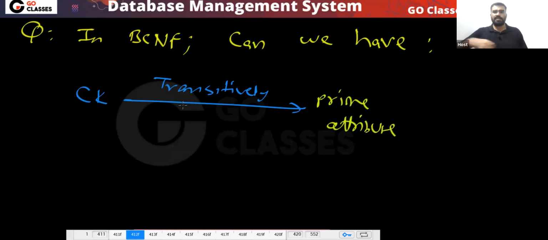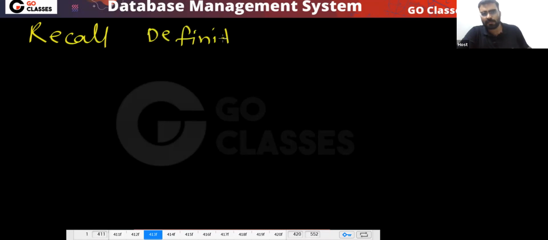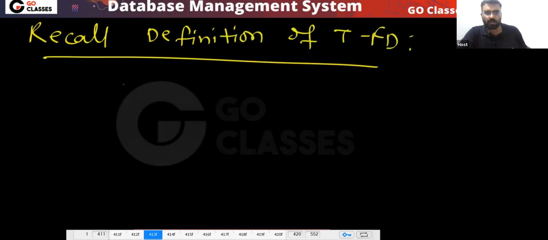Candidate key alpha transitively determining some prime attribute A. Can we have this? Remember the definition of transitive dependency. What is that? Do you remember?